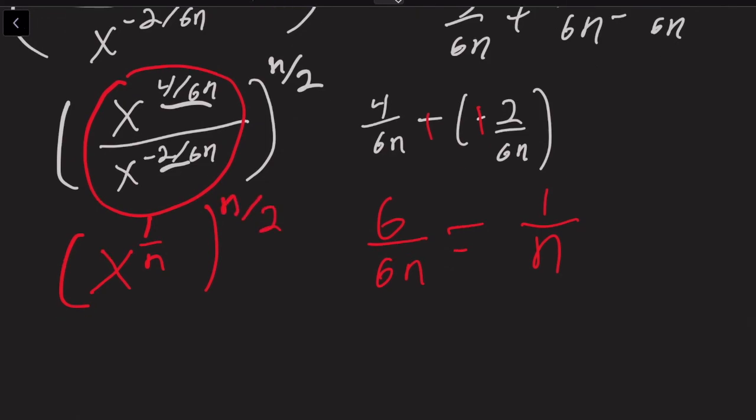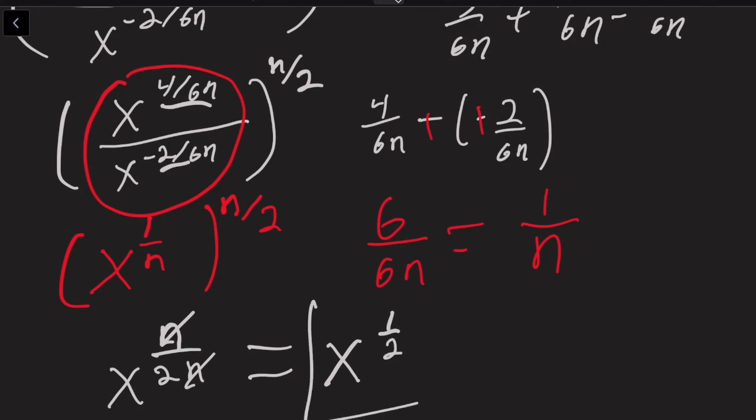Now we have an exponent raised to an exponent, and we just multiply those out. So x to the 1 over n times n over 2. So we're going to do n over 2n, which is going to end up being the n's cancel out, or they divide out, and we're left with x raised to the 1/2. And that's our final answer.